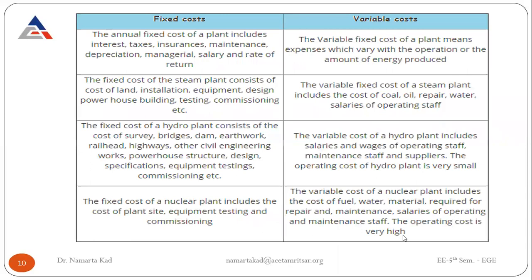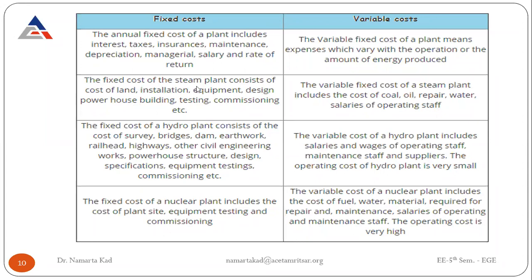Now, after learning about the fixed cost and operating cost, there is one comparison chart between them. Operating cost you can also call a variable cost, because all the factors under operating costs are continuously changing, varying. The first parameter: the annual fixed cost of the plant includes the interest, taxes, insurance, maintenance, depreciation, managerial salary, rate of return, etc. Whereas the variable cost of the plant includes expenses which vary with the operation or the amount of energy produced. It depends upon how much energy is produced by that particular power plant.